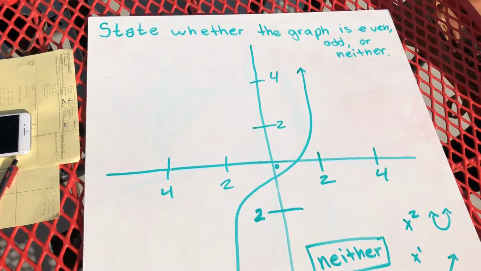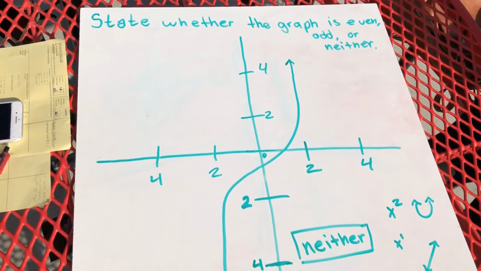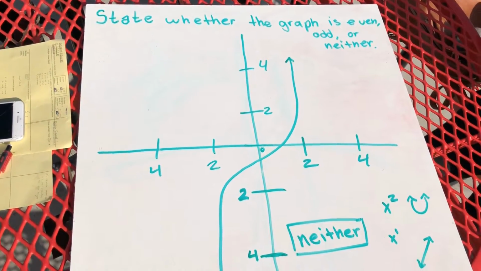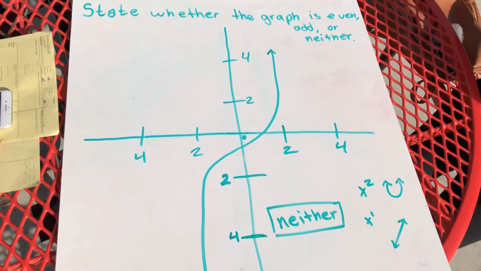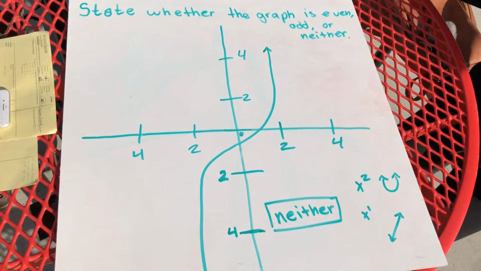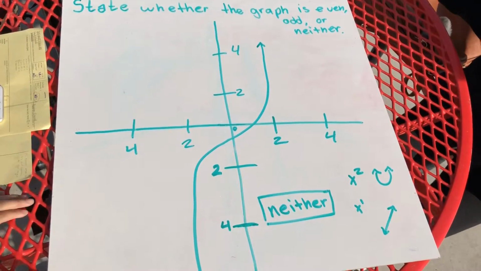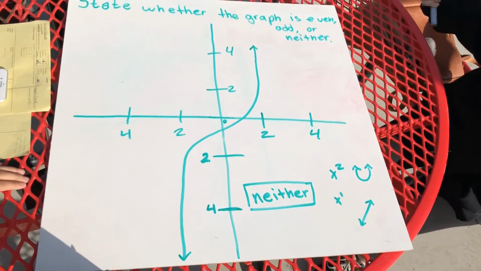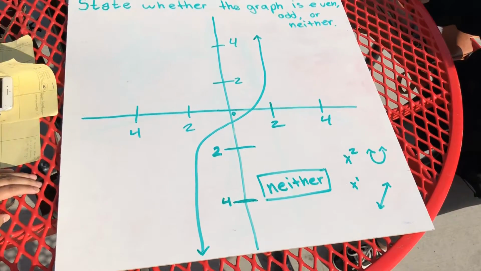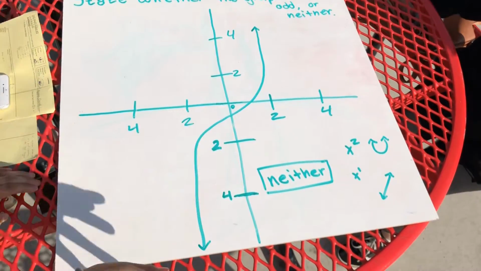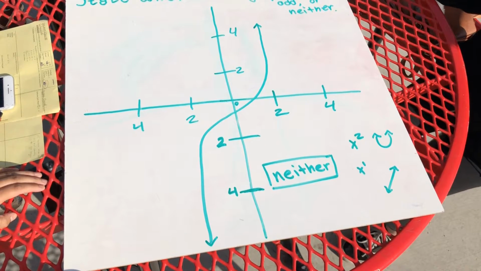Say whether the graph is even, odd, or neither. The answer would be neither, because it's not symmetric to the origin. Here x to the 1 is just a straight line, and x squared goes like a U, and this one is neither a straight line nor a U, so it would be neither.